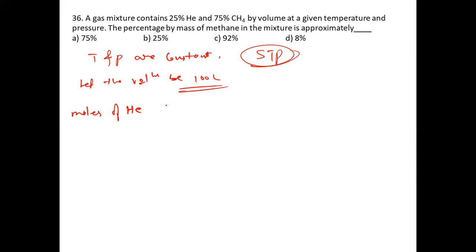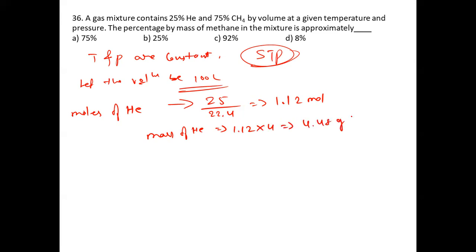So moles of helium present is, 25% they have given, 25 divided by 22.4, which gives 1.12 mole of helium. Then after that we can find the mass of helium. So mass is 1.12, the number of moles, into its molar mass, that is 4. It is 4.48 gram. This is the mass of helium.